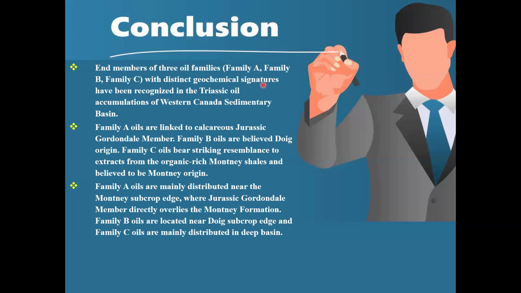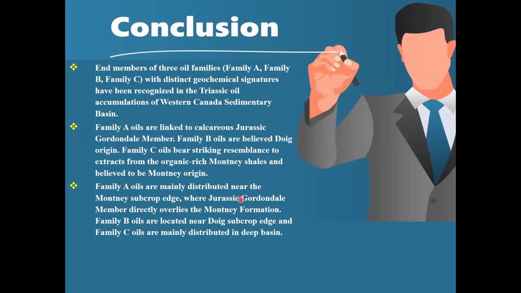To conclude, three distinct oil families, Family A, Family B, and Family C, have been identified within the Triassic oil accumulations of the Western Canada Sedimentary Basin, each characterized by unique geochemical signatures. Family A oils are geochemically linked to the calcareous Jurassic Gordondale member. Family B oils are interpreted to be sourced from the Doig Formation. Family C oils exhibit strong geochemical similarities to extracts from organic-rich Montney shales and are believed to originate from the Montney Formation.